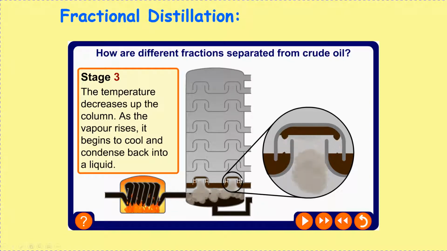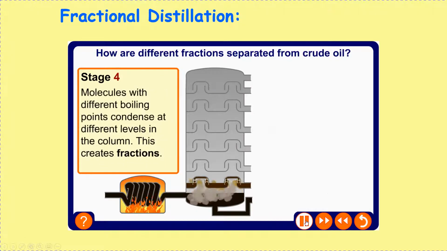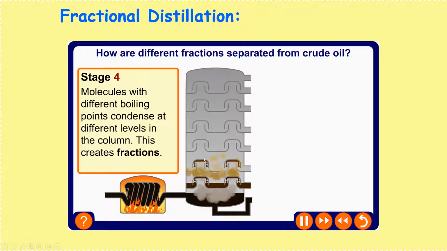So one of the fractions has risen up, but then it's hit this surface, cooled down, and turned back into a liquid. If I didn't have that cap on there, it would just drip straight back down again. Because of this part, it collects in that tray. Then each fraction does exactly the same thing. So the next one goes up.